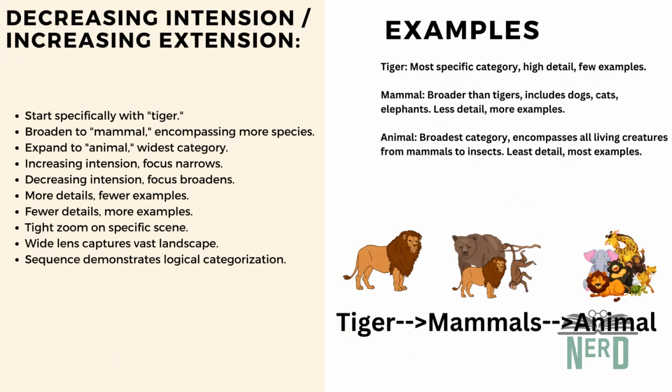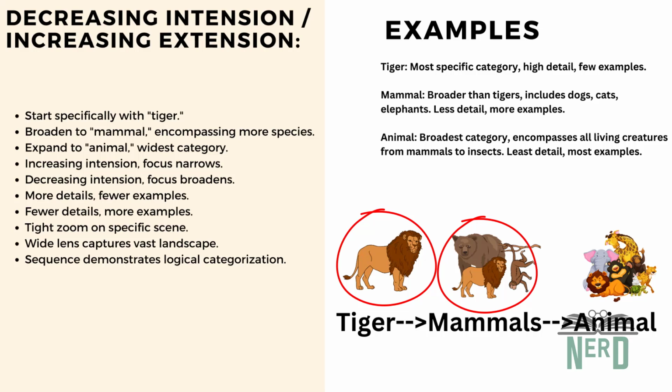Decreasing intention, increasing extension. This is the opposite. You start specific and get broader with each step, encompassing a larger group each time. It's like zooming out with a camera. Take tiger, that's our specific starting point. Move out to mammal, and now you're including not just tigers, but also dogs, cats, elephants, and more, a much larger group.